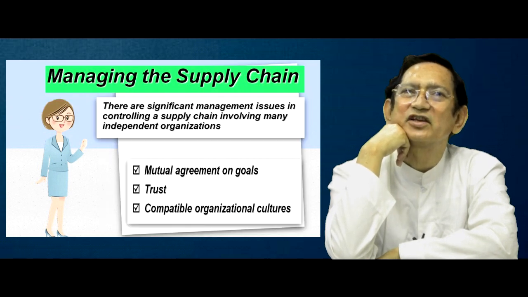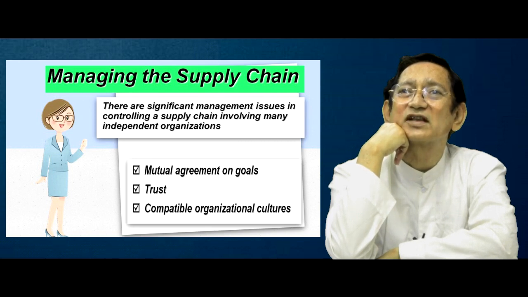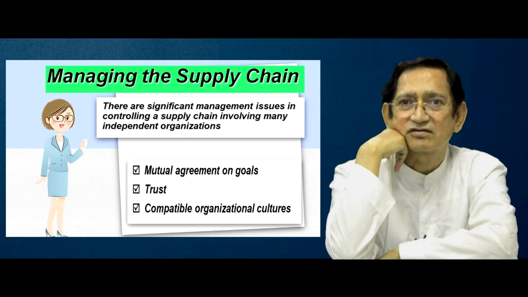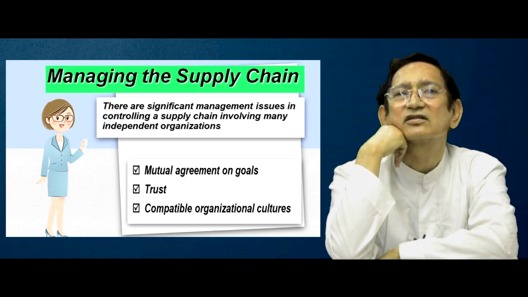Managing the supply chain involves significant management issues, operations management issues in controlling a supply chain involving many independent organizations. Mutual agreement on goals, trust, compatible organizational culture.